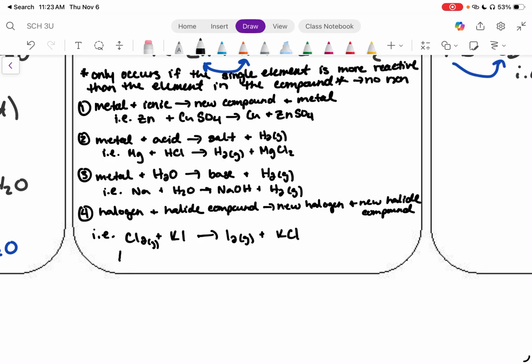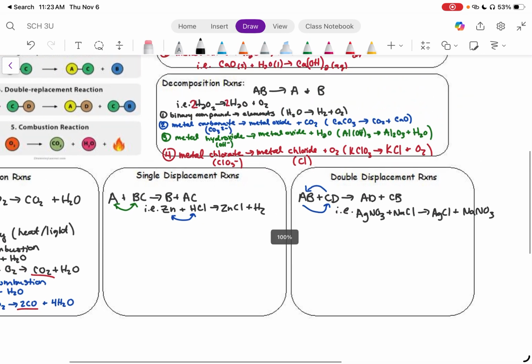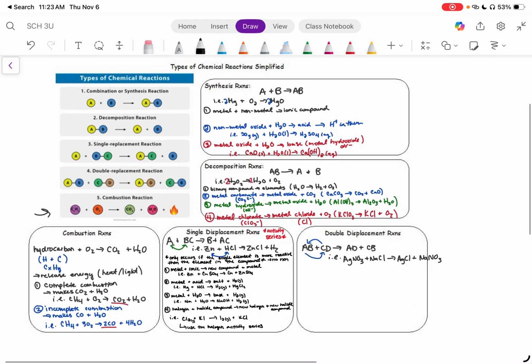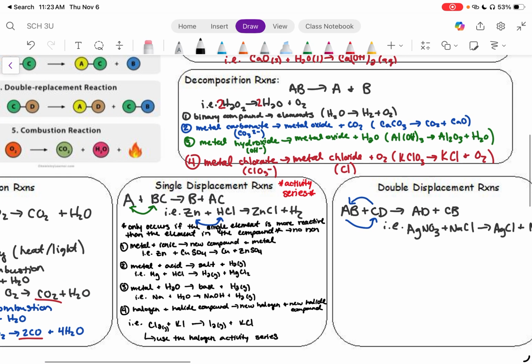And for this one, you just have to remember to use the halogen activity series. So this one can take a little bit to get used to. What I am going to recommend is that you do the practice questions from the practice page that I gave you on this. Go through and do the practice problems. The more you practice this, the better you will be. And remember to use the activity series. And good luck this weekend, and I'll see you all on Monday.